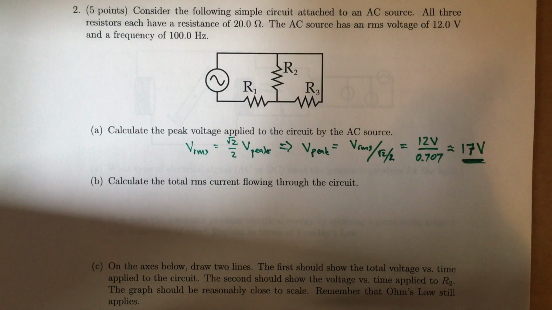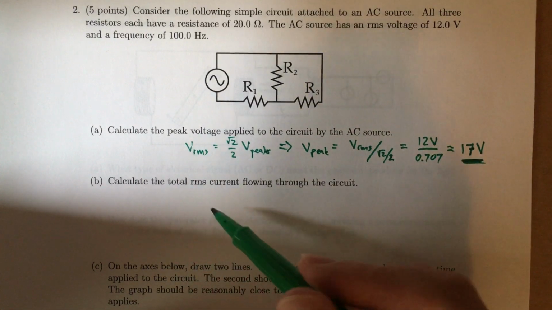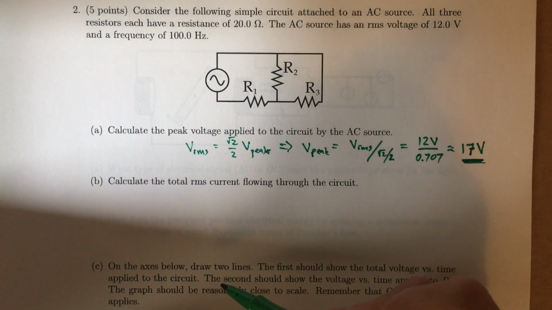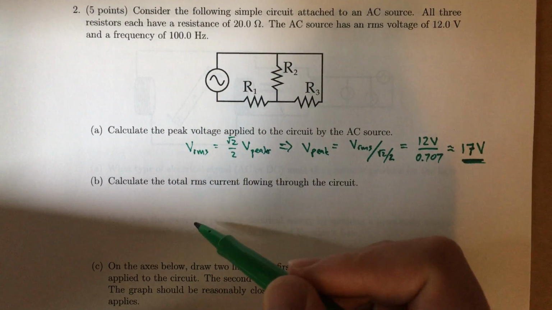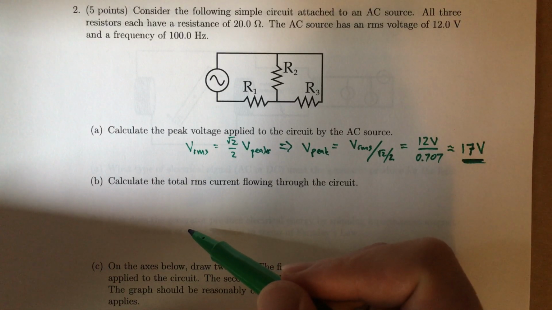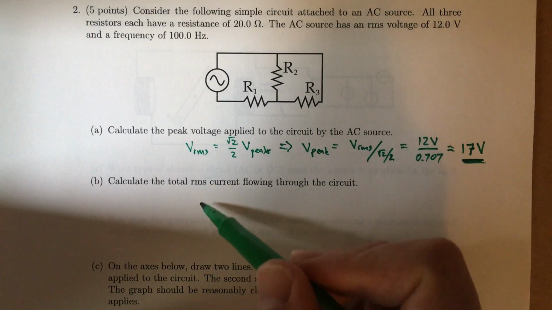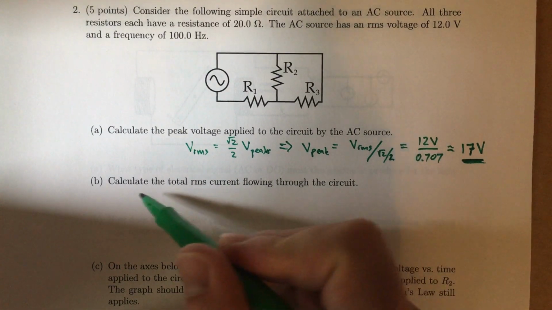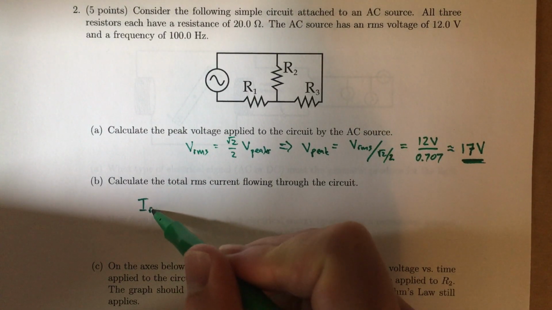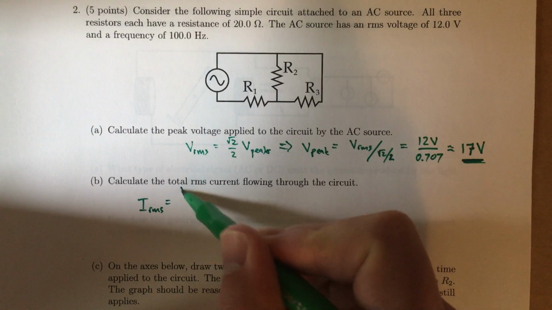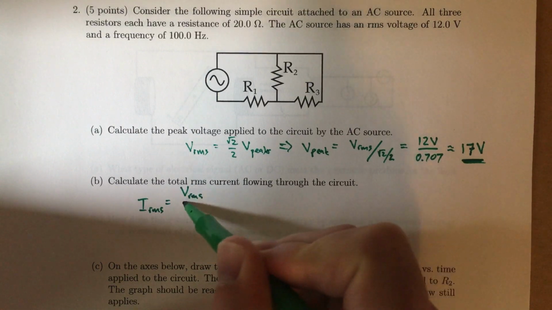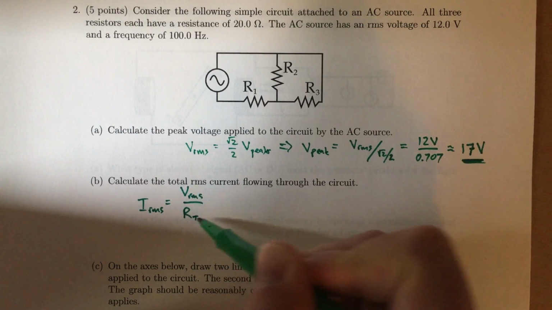All right, so it's a nice simple calculation there. Just need to know what you're doing with that equation, you'll be fine. Next one, total RMS current flowing through the circuit. So if we want to find the total current, we want to find the total resistance and the total RMS voltage. And just from Ohm's law, we know that I_RMS is equal to V_RMS over R total.